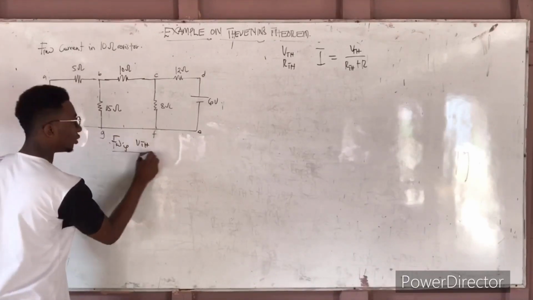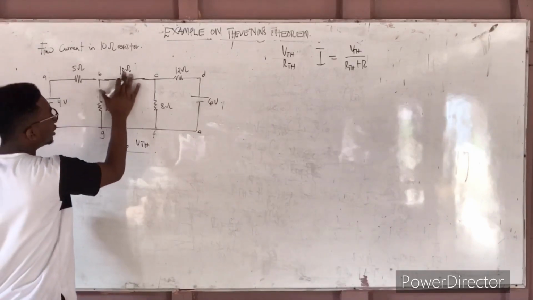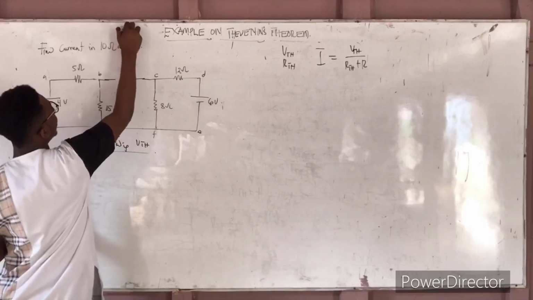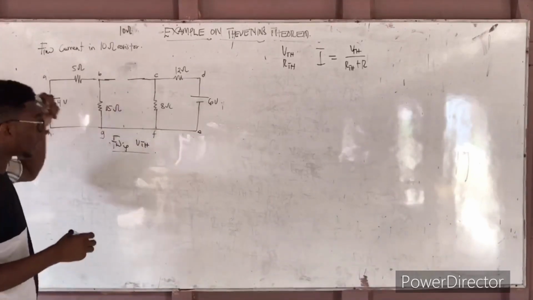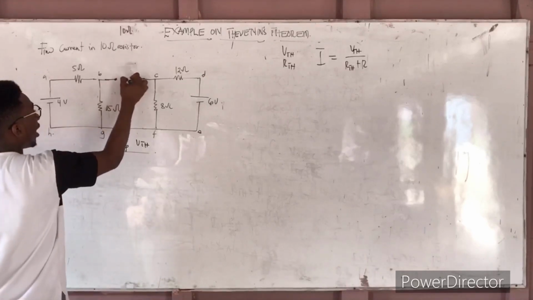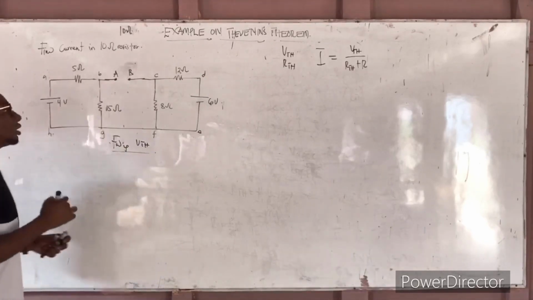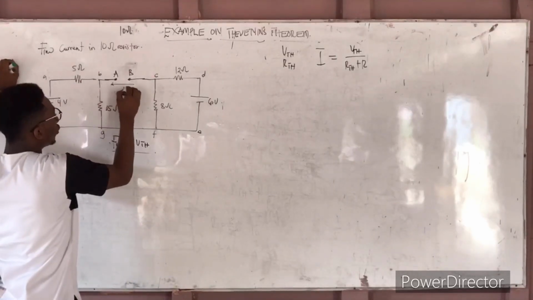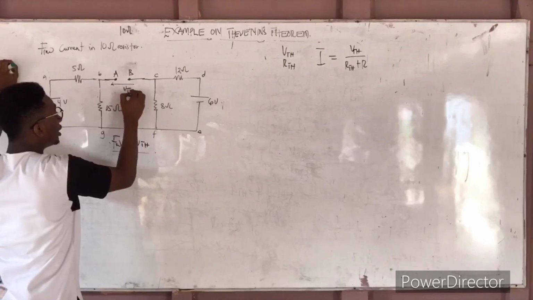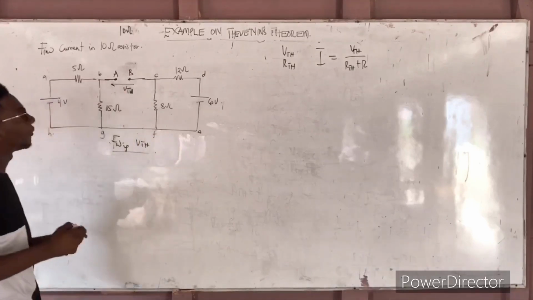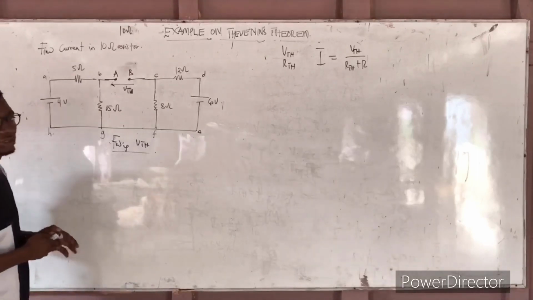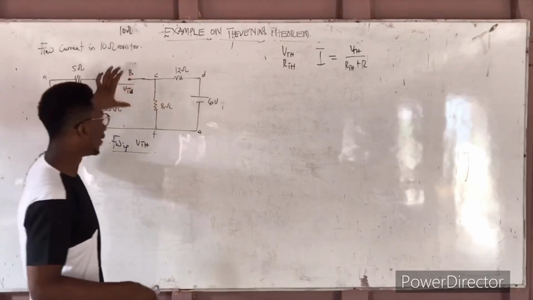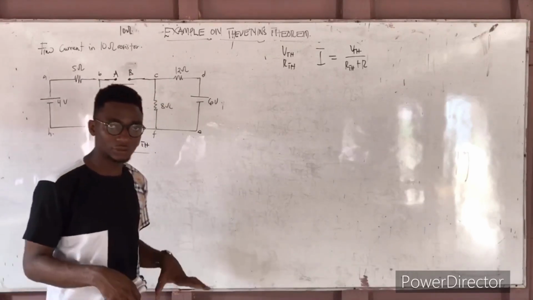finding VTH. If you want to find the VTH, the first step says that you have to open circuit that particular resistor. So let's say the 10 ohms is here. You have to open circuit that particular resistor. And let's name our terminal. Now, after naming our terminal, we have to introduce the Thevenin's voltage, which is VTH. So I introduce it in this direction.